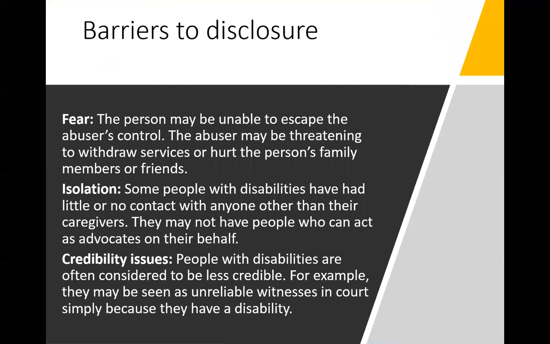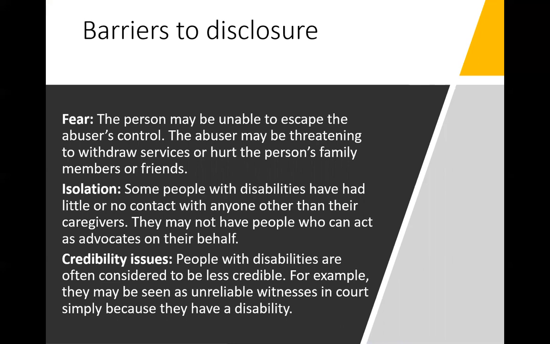While people with disabilities are more vulnerable to abuse and neglect, they also experience barriers to reporting abuse and neglect. These barriers can include fear, isolation, and credibility issues. Fear: the person may be unable to escape the abuser's control. The abuser may be threatening to withdraw services or hurt the person's family members or friends.